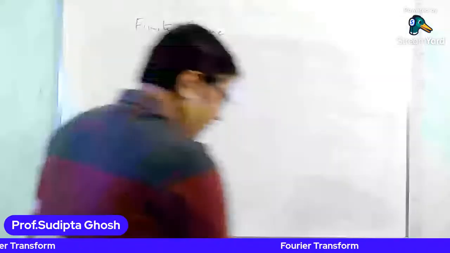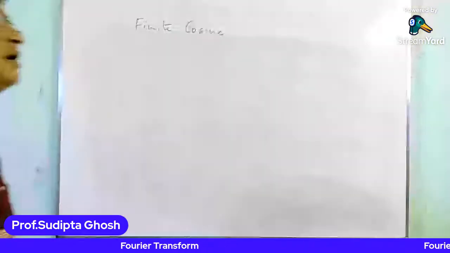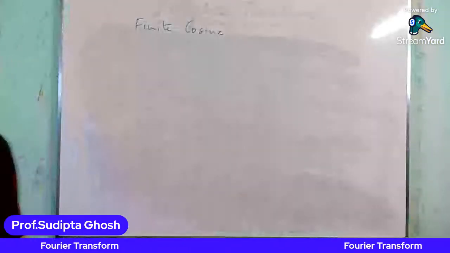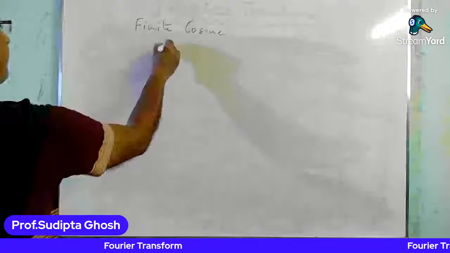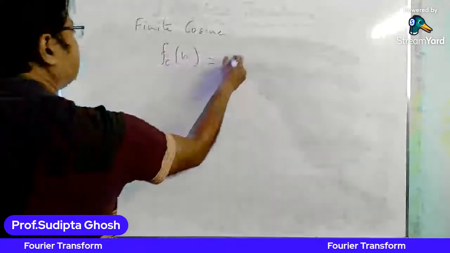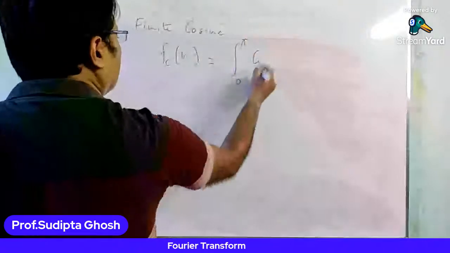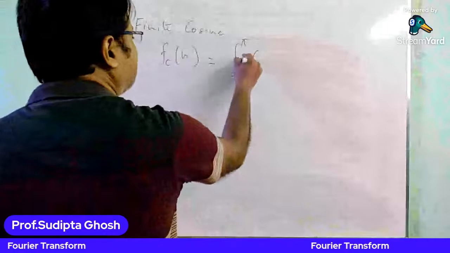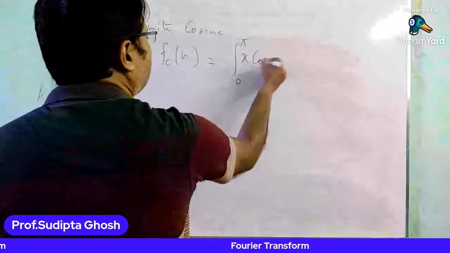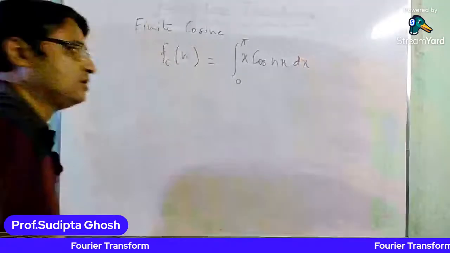Now let us take one example. As I have told, let's find the Fourier cosine transformation of x. So we have Fc(n) equals integral 0 to pi of capital F of x, and f of x is x here, so x cos nx dx.